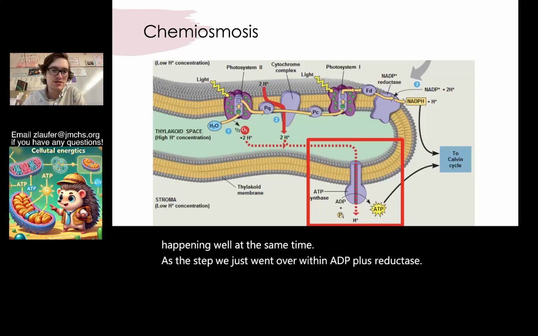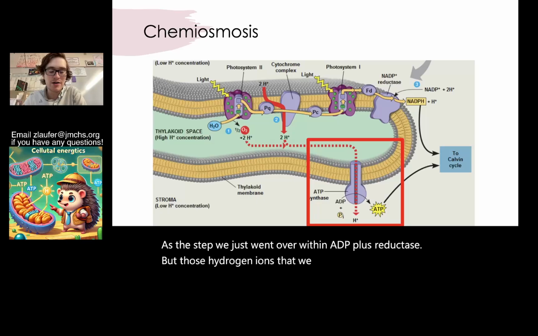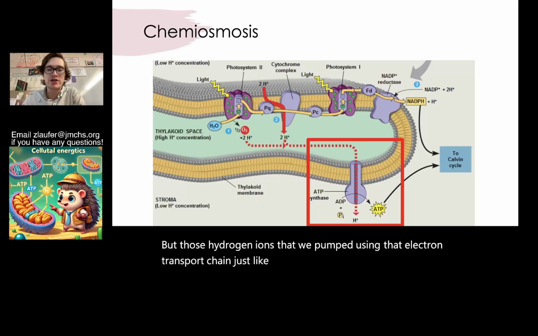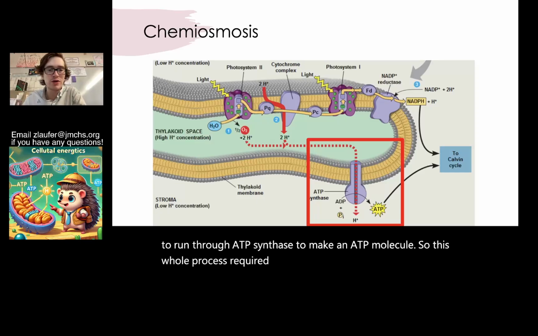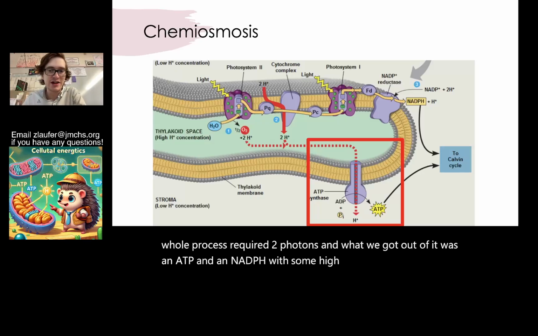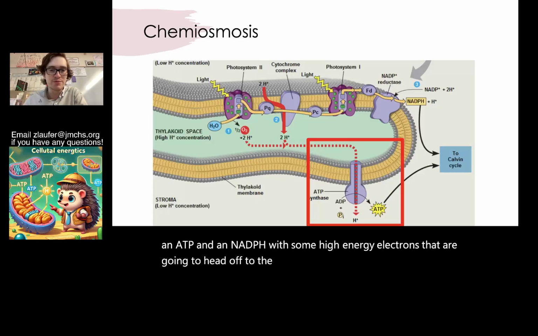But those hydrogen ions that we pumped using that electron transport chain, just like in respiration, we are going to use them to run through ATP synthase to make an ATP molecule. So this whole process required 2 photons, and what we got out of it was an ATP and an NADPH with some high energy electrons that are going to head off to the Calvin cycle to do some more work.